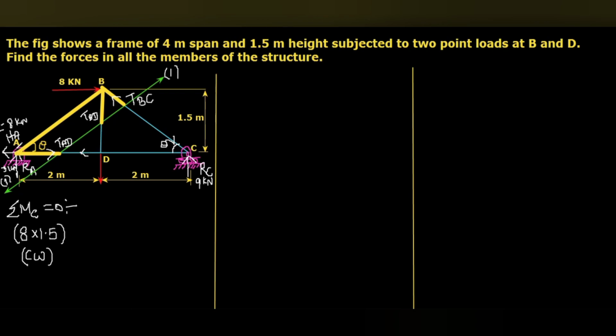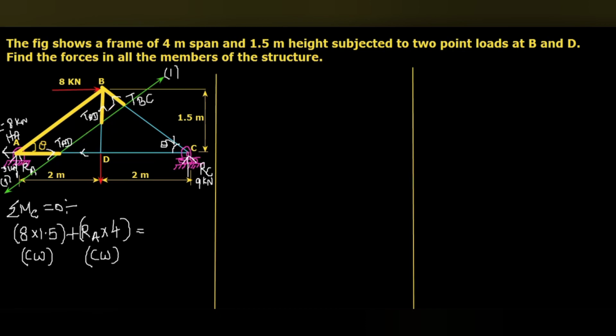Then this RA is an upward force and the perpendicular distance from C is 4 meter. RA into 4 is also in clockwise direction, so it will be added in the same direction. This should be balanced by another counterclockwise moment. Here only one force is left, TBD.